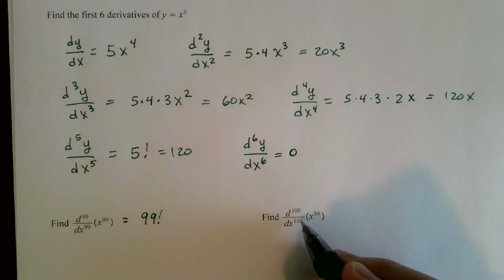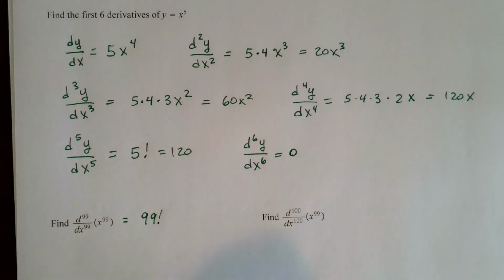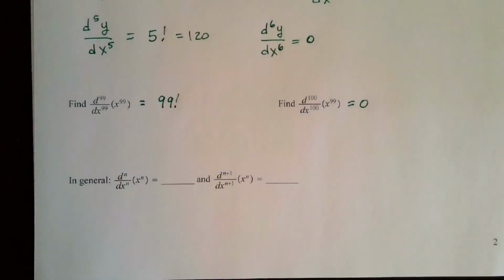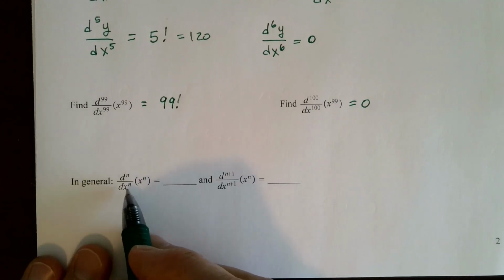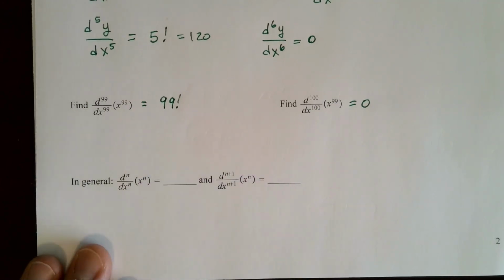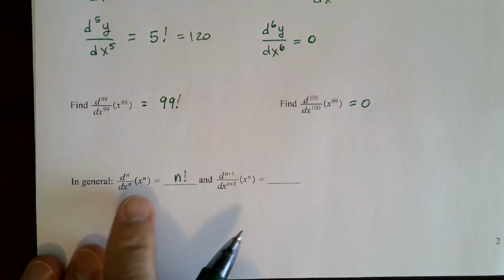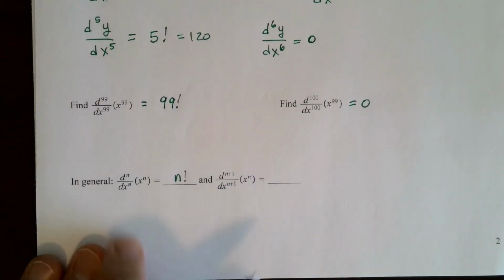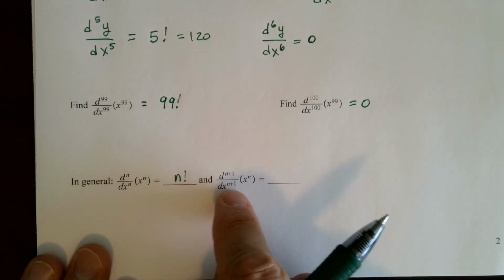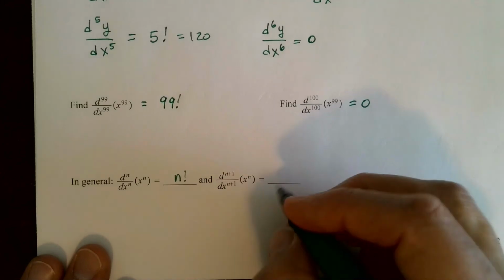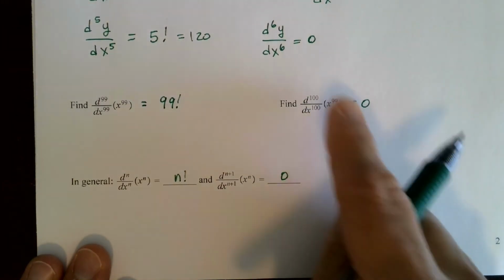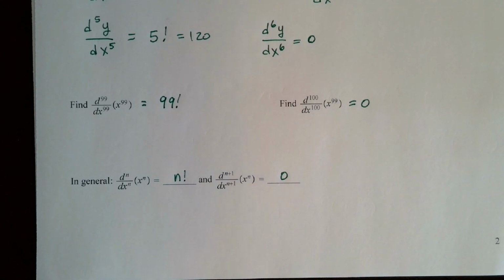What's the 100th derivative of x to the 99th? Hope you see that will be 0. In fact, we can make a generalization then. What will the nth derivative be of x to the n? The nth derivative of x to the n. It's n factorial. And we see that when n is 5, we got 5 factorial. When n was 99, we got 99 factorial, and so on. And what's the (n+1)th derivative of x to the n? Answer there, 0, as we showed here and here. So again, pattern recognition is helpful if we're talking about the nth derivative.